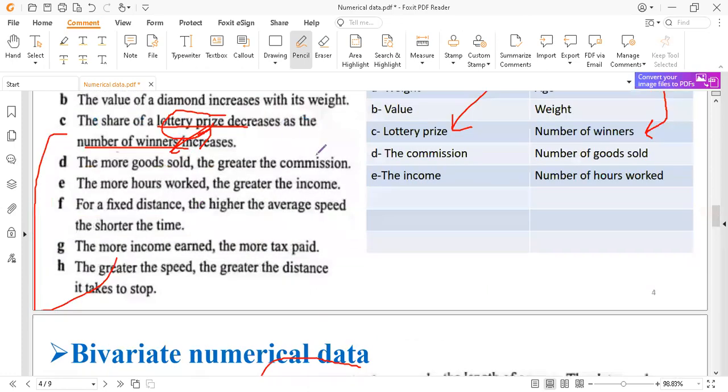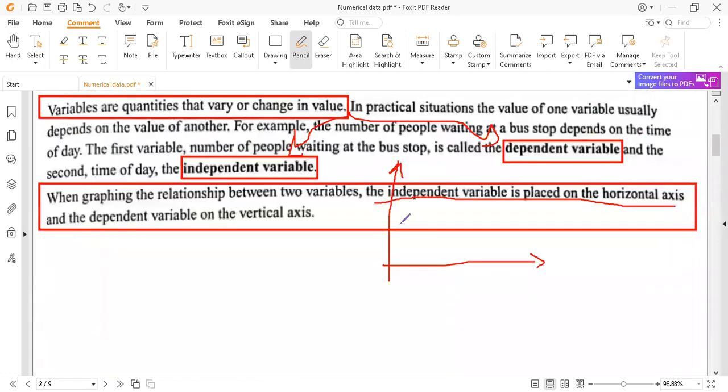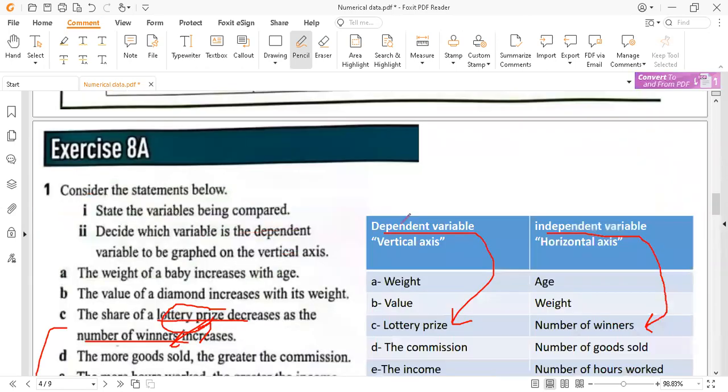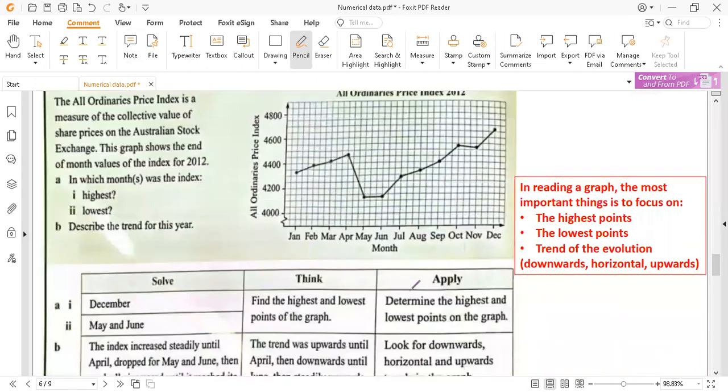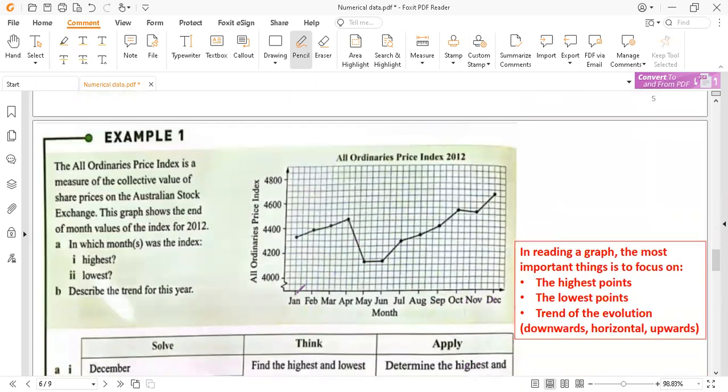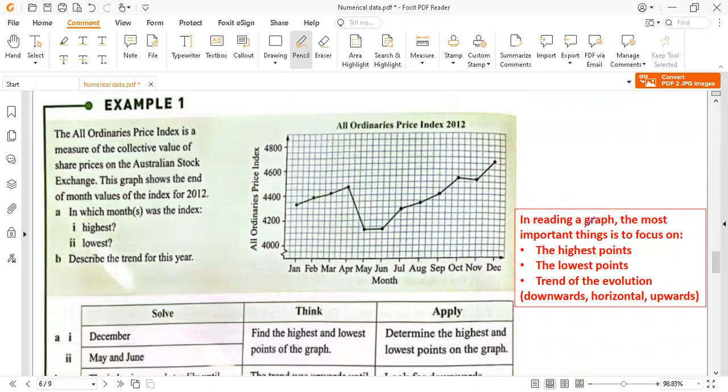In the previous slides we also talked about different variables. But if we investigate two variables at the same time to compare them, we are talking about bivariate numerical data, and we want to graph it. As we said before, the independent variable goes on the horizontal axis, the dependent on the vertical axis. In reading the graph, the most important thing is to focus on the highest point, the lowest points, and the trend of the evolution, like downwards, horizontal, upward, and so on.